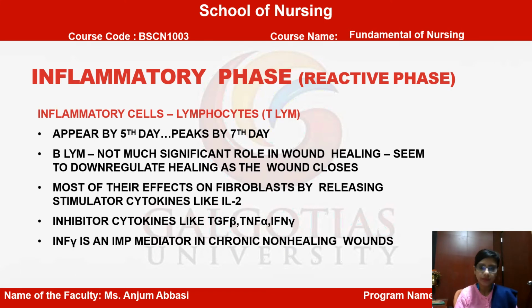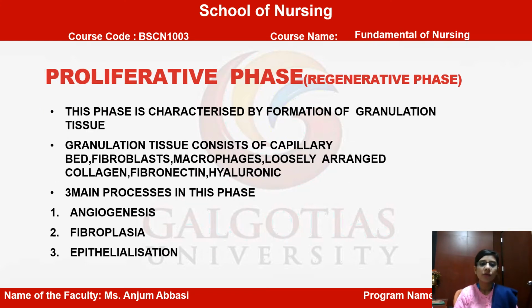Next is the lymphocytes, T lymphocyte. It appears by the 5th day and peaks by the 7th day. And B lymphocyte has not much significant role in wound healing and seems to down-regulate healing as the wound closes. Most of their effects are on fibroblasts by releasing stimulator cytokines like IL-2, and inhibitor cytokines like TGF-beta, TNF-alpha and IFN-gamma. So this is a mediator in chronic non-healing wounds.